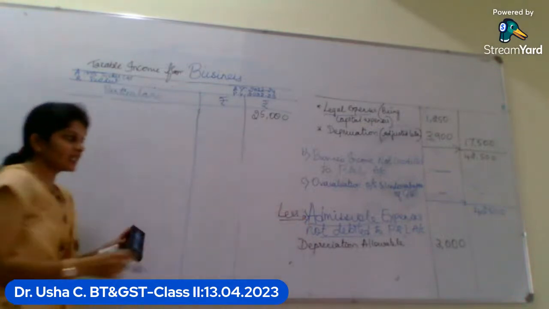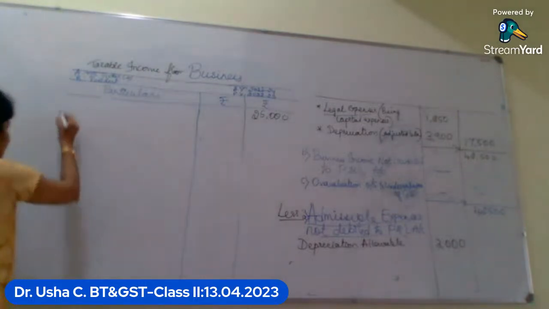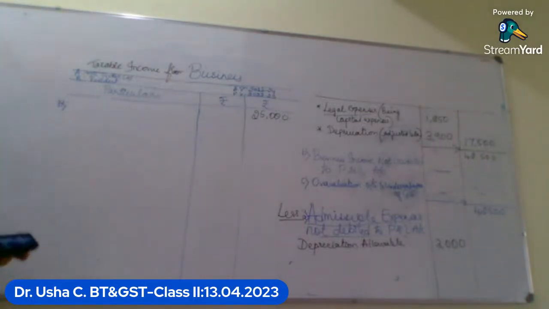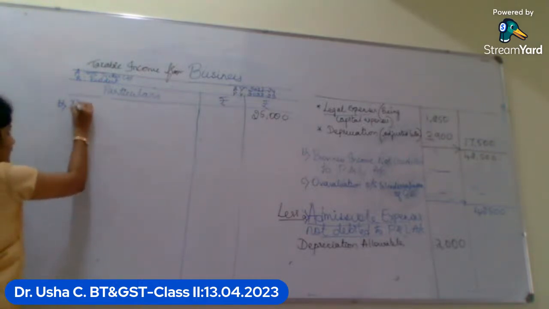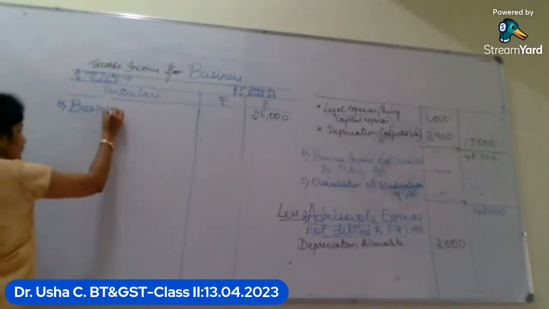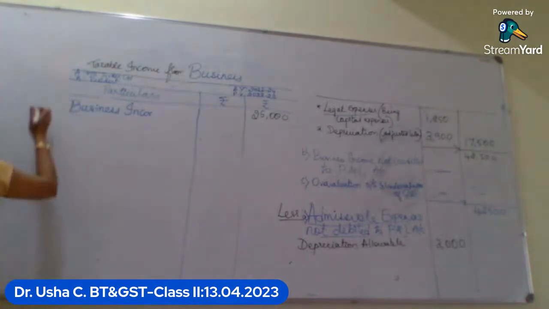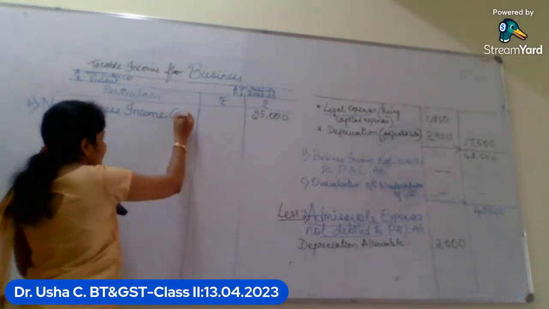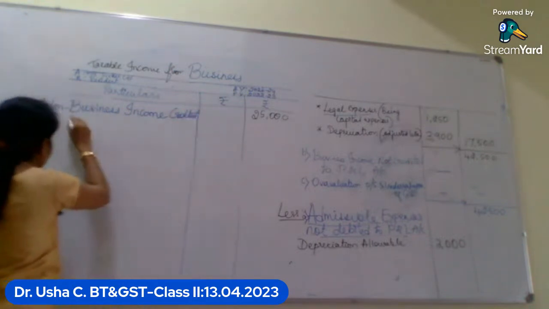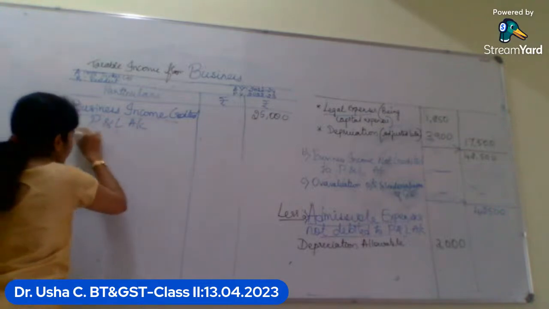A item we have taken, that is admissible expenses not debited. There is only one admissible expense, we have adjusted that. And item B, under deduction, we have to deduct this, correct? Item B, which is item B? Business income. Not business, it is non-business income credited to profit and loss account.